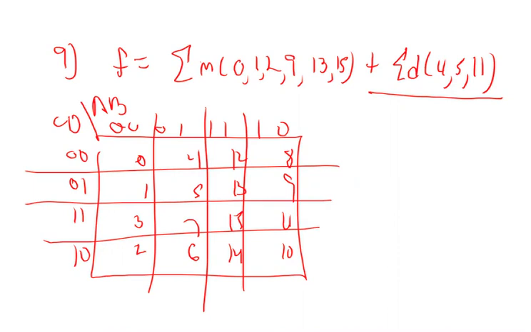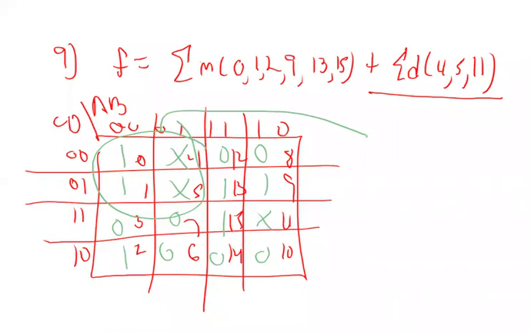Let's change colors. So the ones go into 0, 1, 2, 9, 13, and 15. And the don't cares go into 4, 5, and 11. And all the rest are 0. What am I going to loop? Mateo, what shall I loop? 0 and 1. Well, if I did that, what about 4 and 5? Wouldn't that make things simpler? Yeah. So let's do that. Let's loop 0, 1, and 4 and 5.